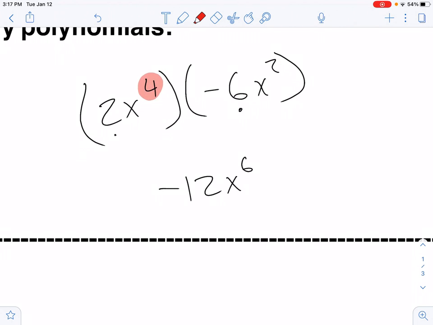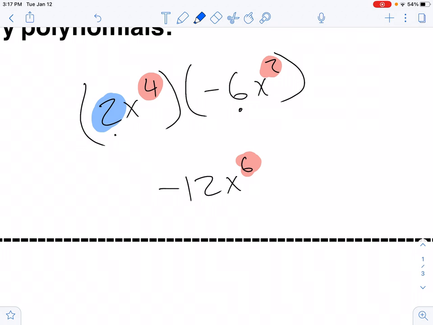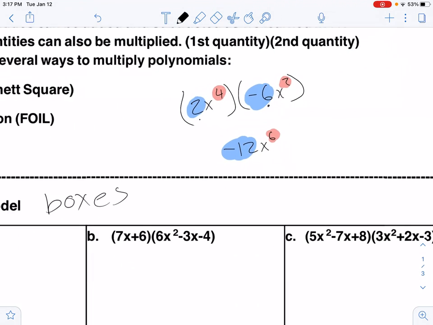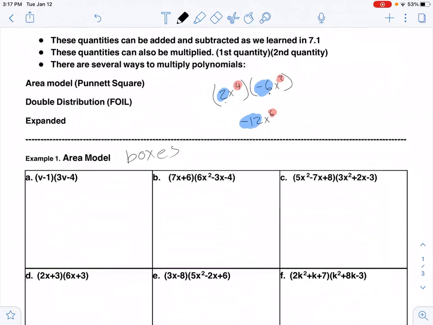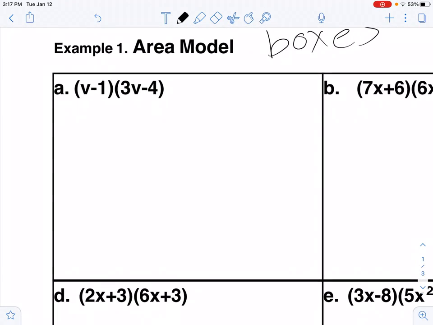That is 4 plus 2. 4 plus 2 makes 6. My base numbers was 2 times negative 6, which is negative 12. So that's just some math, like calculation skills that you need for doing these. If you're comfortable multiplying these, you'll be good in these models. Just pick whichever one works best for you, but I want to show you several different ways.